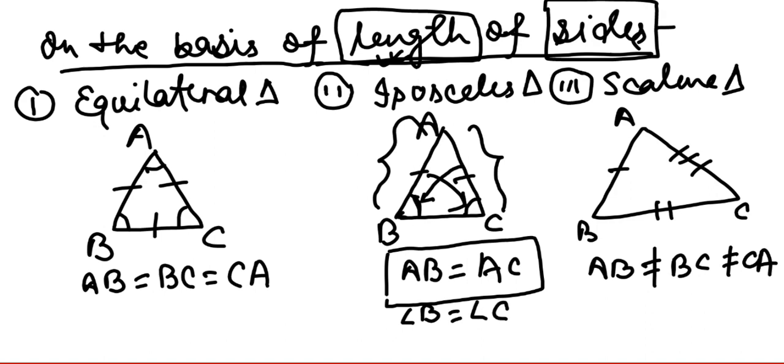And in equilateral triangle, angle A is equal to angle B is equal to angle C. Clear? And in scalene triangle, all the angles are different in measurement. The lengths of all the sides as well as the measurements of all the angles are different in scalene triangle. So here we have studied the different types of triangles on the basis of length of the sides. Now we will be discussing different types of triangles on the basis of angles.